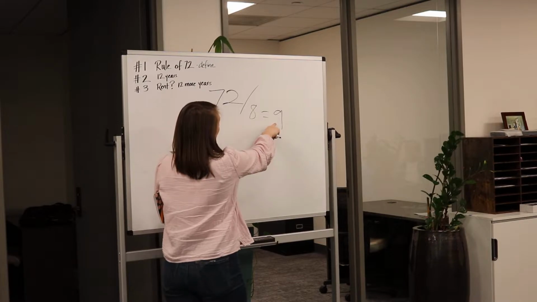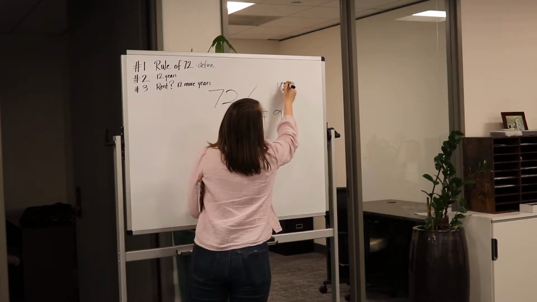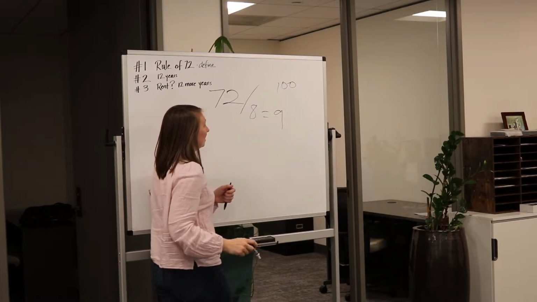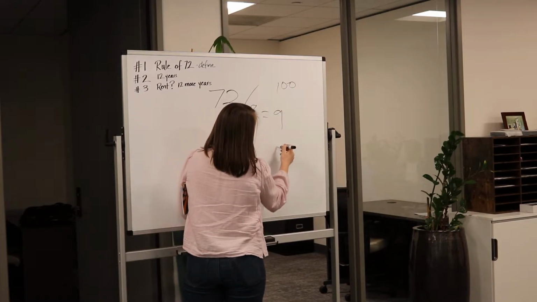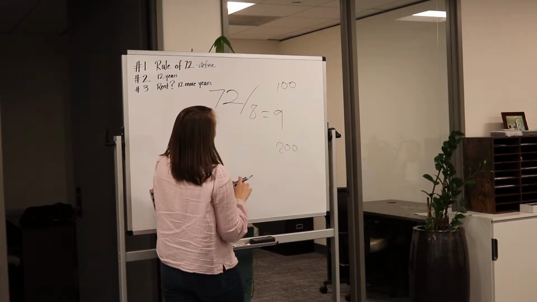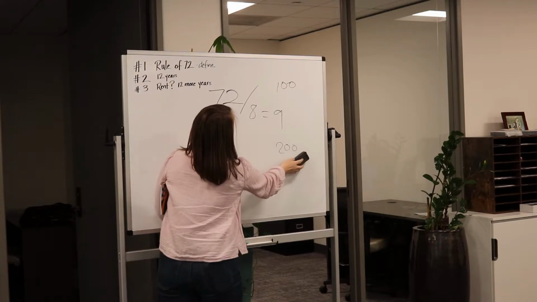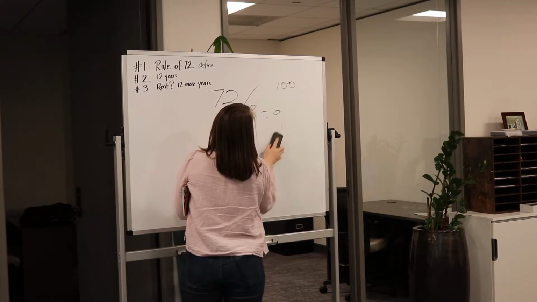So what we know about 9 is it will take 9 years. If you invested $100, it's going to take 9 years for that $100 to become $200. And this number that we get is how many years.